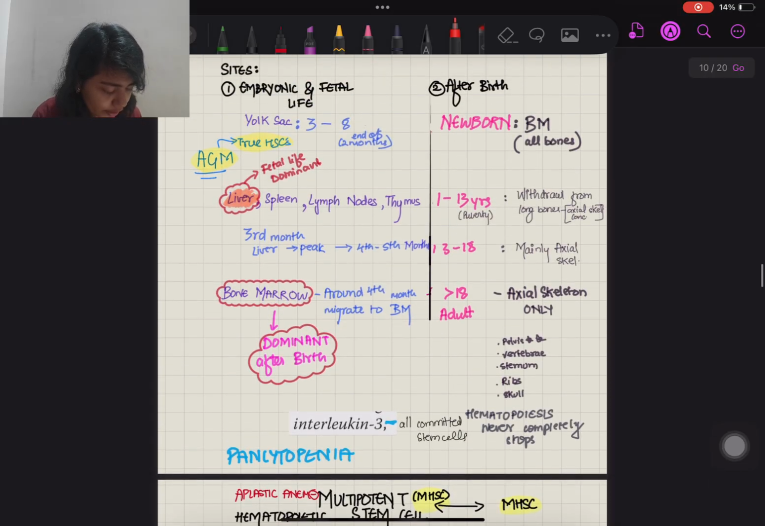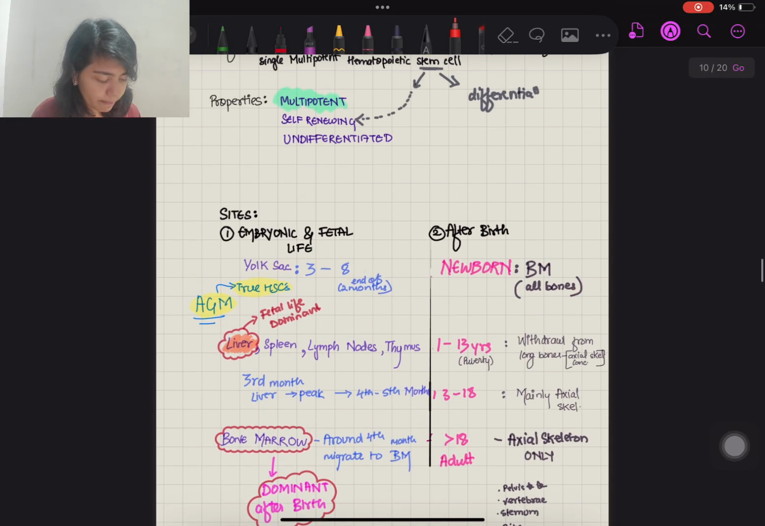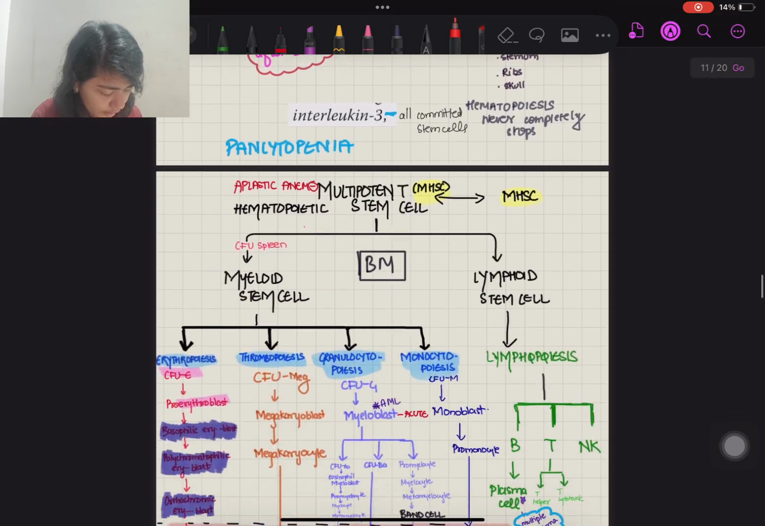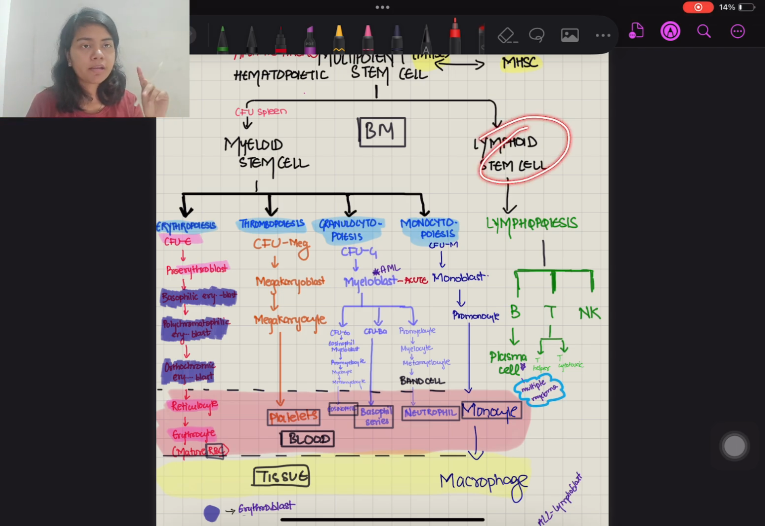Only this much part is important. Your important thing is that you remember the sites of hematopoiesis. And you should have an overview that myeloid stem cell gives everything except B, T and NK, which come from lymphoid, and the main precursor is the multipotent HSC. Pancytopenia is an important term that you should know, right?